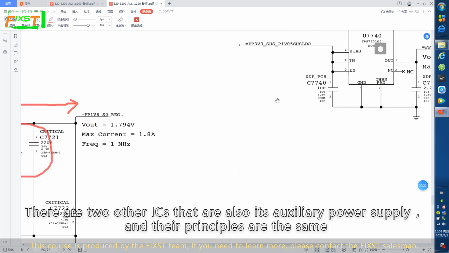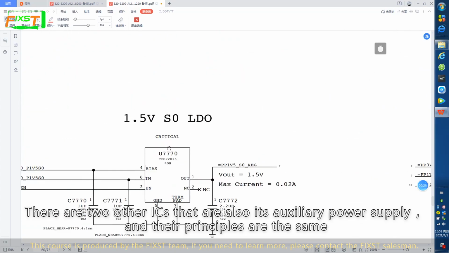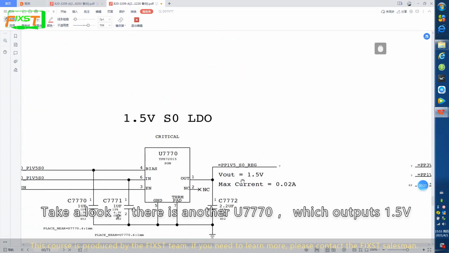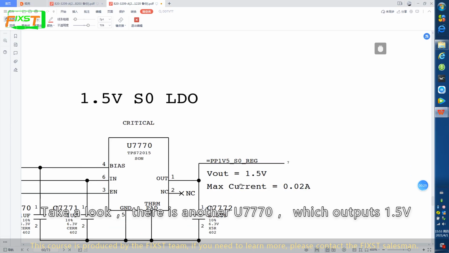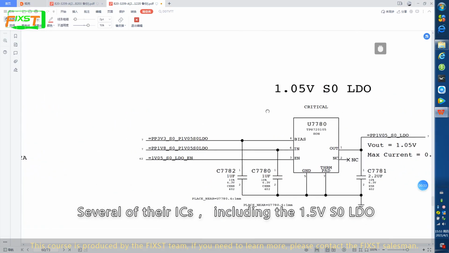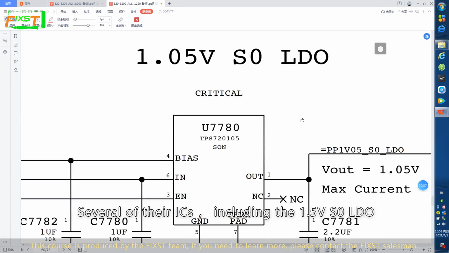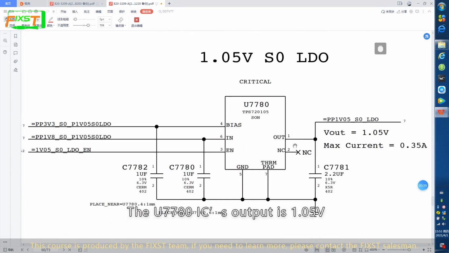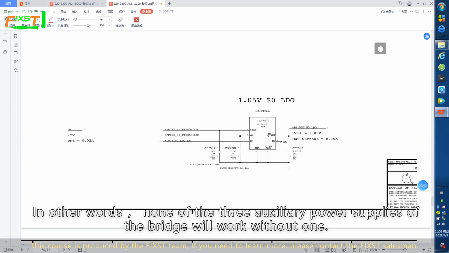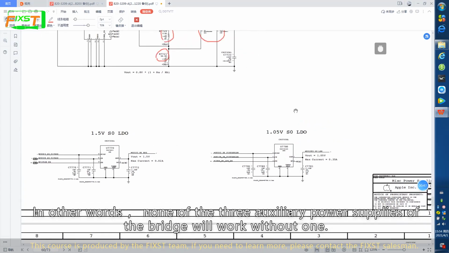There are two other ICs that are also its auxiliary power supply, and their principles are the same. Take a look, there is another U7770 which outputs 1.5 volt, and the U7780 IC's output is 1.05 volt. In other words, none of the three auxiliary power supplies of the bridge will work without one.